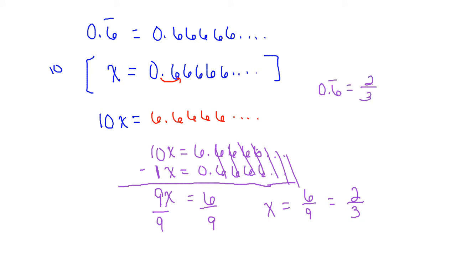Now, what if we have more than just one repeating number. So for example, what if we have 0.81 with the bar above both numbers? Well, that means that we have 0.81, 81, 81, 81 repeating. So same kind of process.